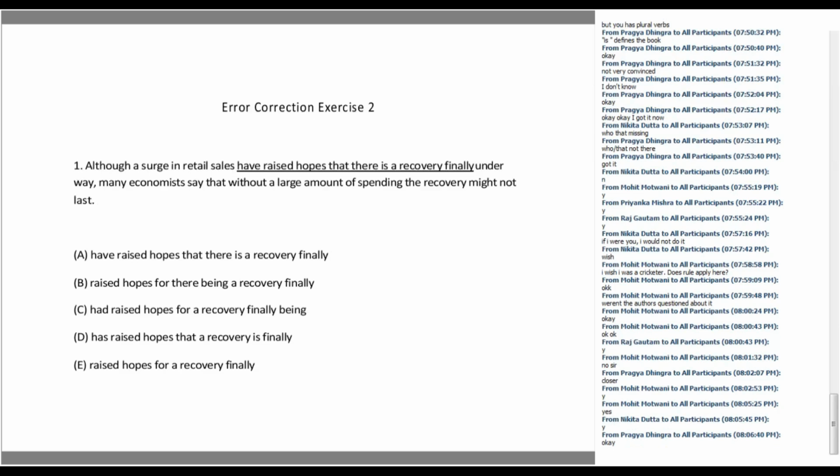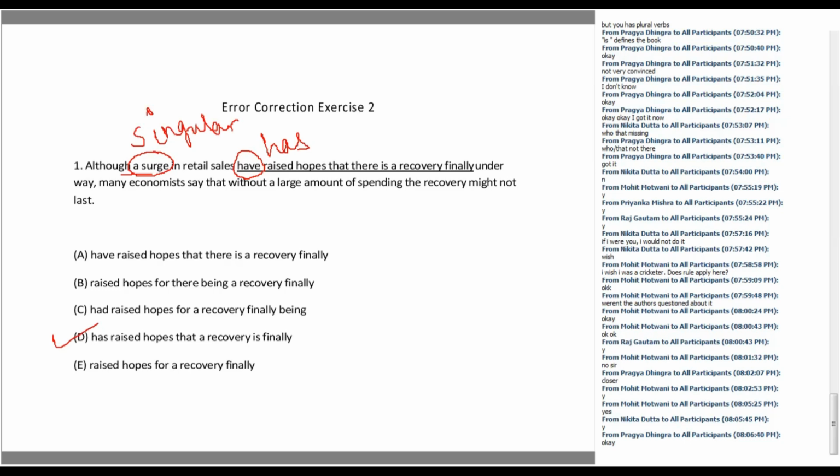Question number one. Although a surge in retail sales have raised hopes, because we are talking about a surge, I think it is singular. A surge is singular. There is going to be a surge in what? There is going to be a surge in retail sales. So we cannot have the word have here. We should have the word has. A surge in retail sales has raised hopes that there is a recovery finally underway. Which means the answer for question number one should be D.